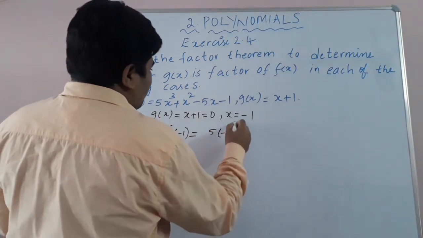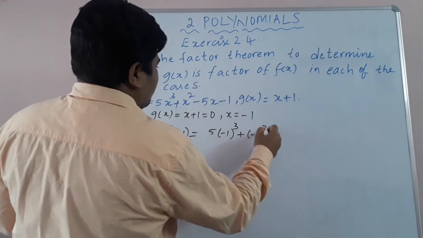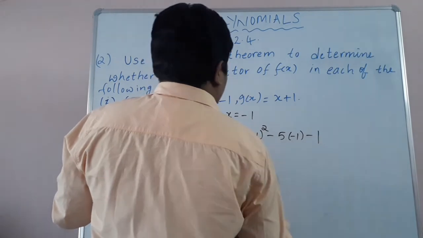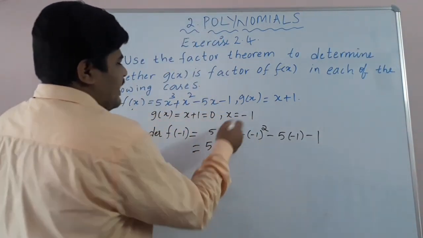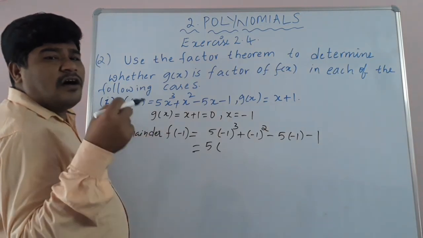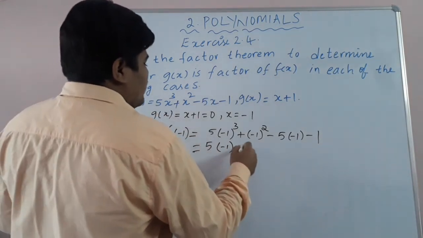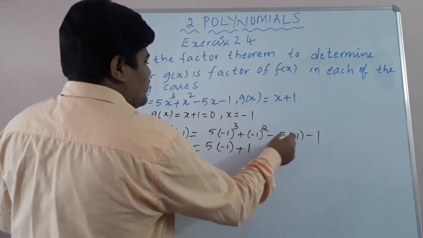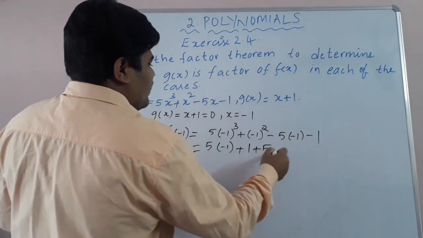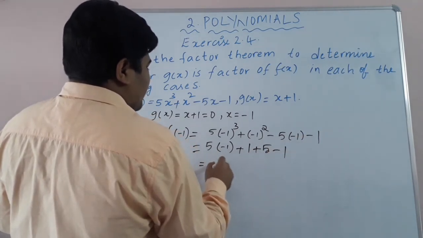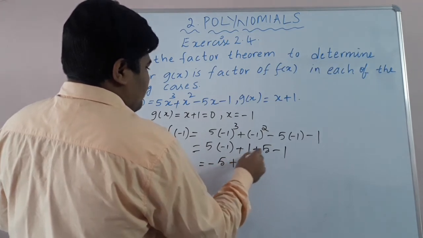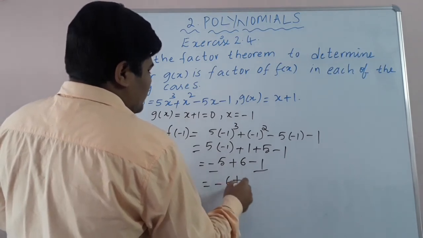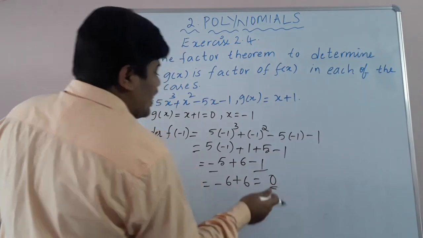So 5 into minus 1 cube plus minus 1 into minus 1 to the power of 2 minus 5 of minus 1 minus 1. Now children, 5 into minus 1 to the power of 3. Minus 1 to an odd power is negative 1. Minus 1 to an even power is positive 1. Minus into minus is plus, so that is 5. And here, finally, minus 1. So 5 into negative 1 is negative 5. Plus 1 plus 5 is 6, children. Again minus 1. Negative 5, negative 1 is negative 6. So what is our result? Negative 6 plus 6 is equal to 0. We got our remainder as 0, children.